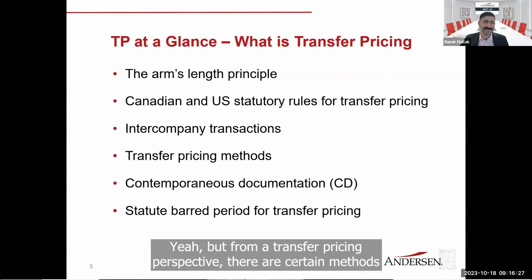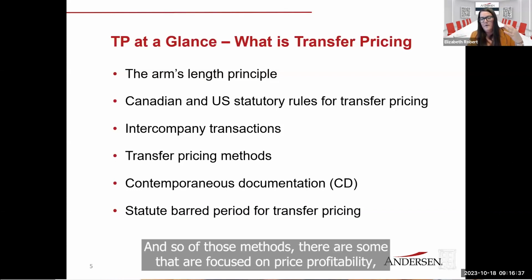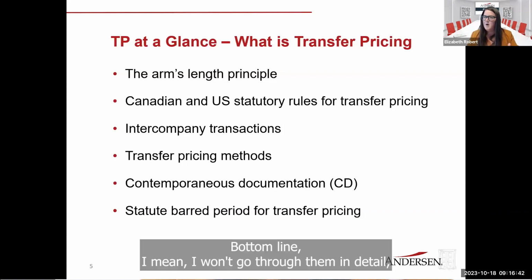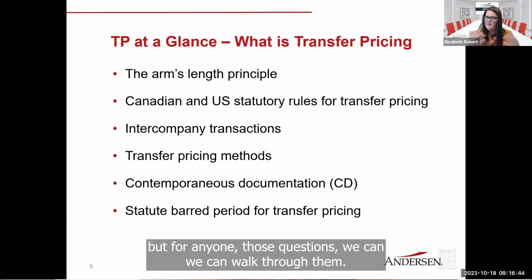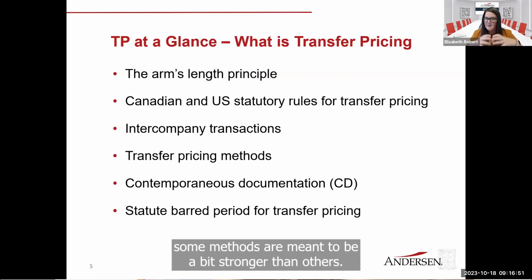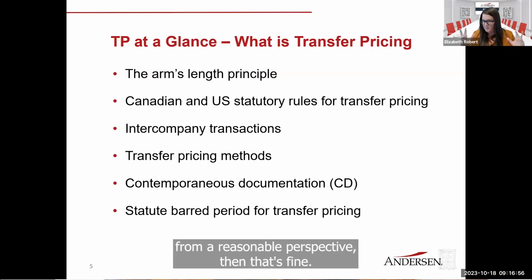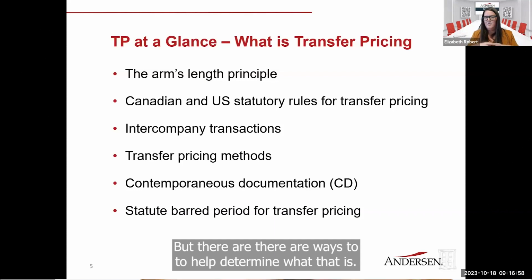But from a transfer pricing perspective, there are certain methods that exist that help determine how to price. Of those methods, some are focused on price, profitability, gross margin, bottom line. I won't go through them in detail, but if anyone has questions, we can walk through them. At the end of the day, some methods are meant to be a bit stronger than others, but as long as they're reasonable and used from a reasonable perspective, then that's fine. But there are ways to help determine what that is.